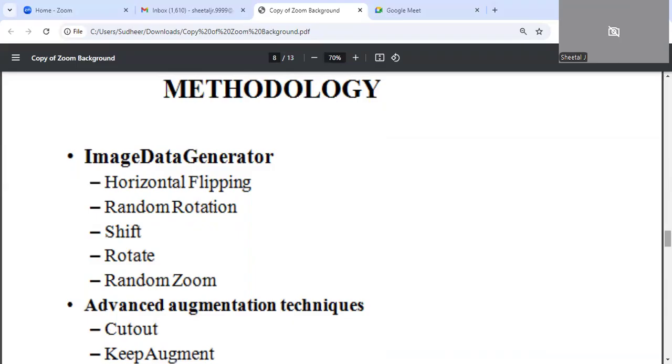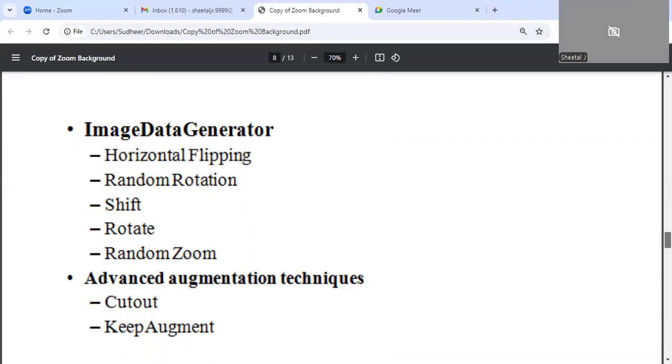So going in detail about the methodology chosen for the augmentation, there is a built-in class or function available in Python. The programming language used for implementation of this particular model is Python. So we are having an image data generator, wherein we are using a few techniques like horizontal flipping, random rotation, shift, and random zoom.